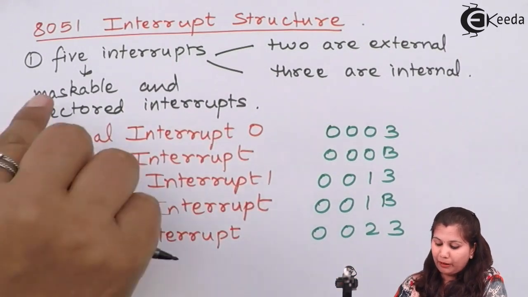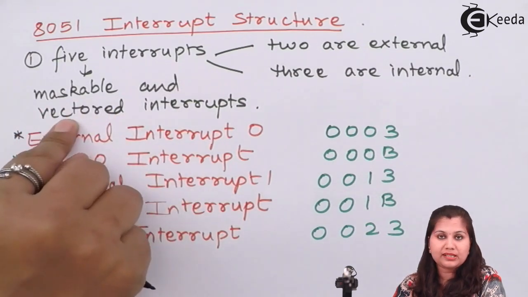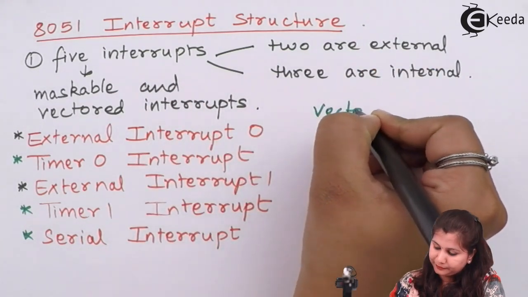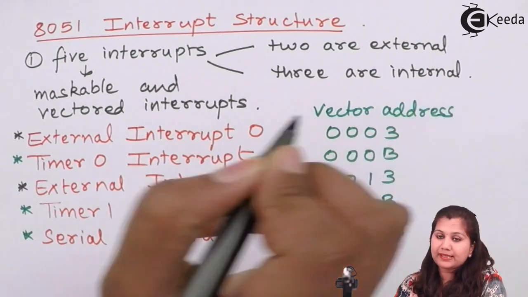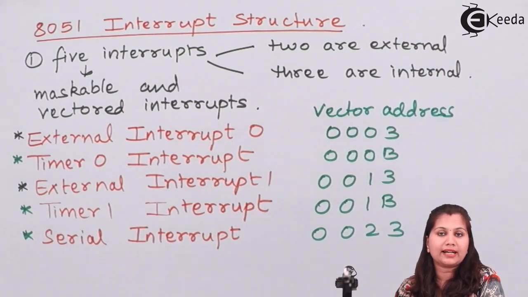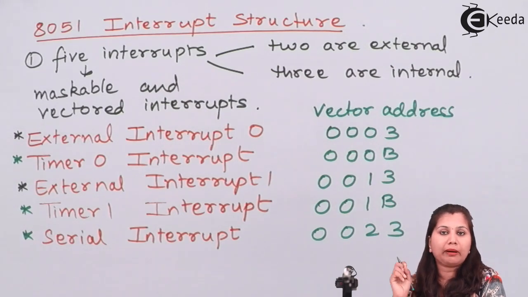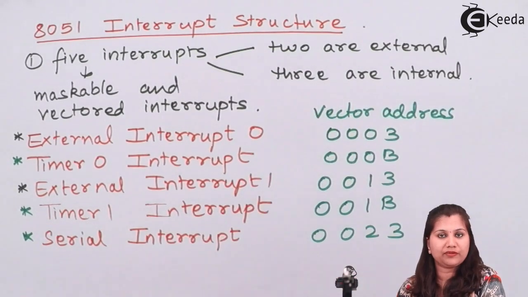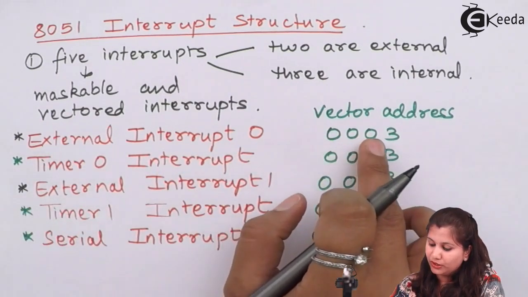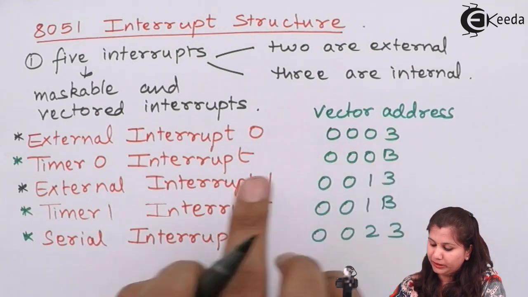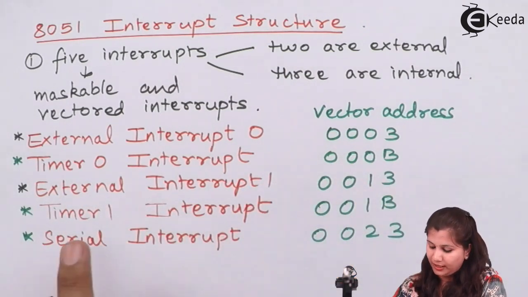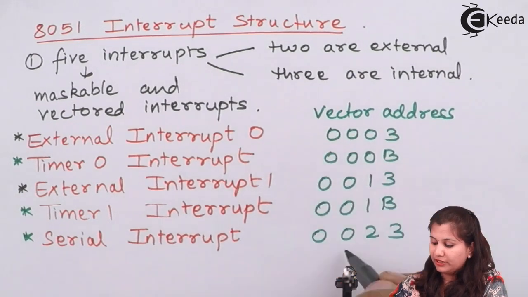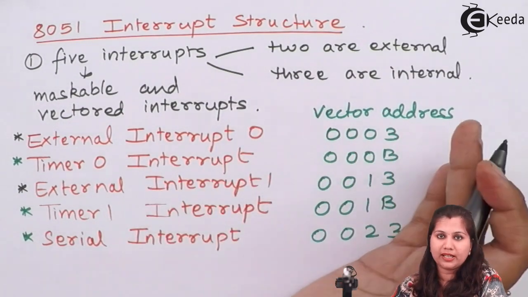Now all these interrupts are maskable and vectored interrupts. Vectored interrupt means their interrupt vector address is predefined. So these are the vector addresses. Vector addresses means that for every interrupt we have a service routine. That service routine is written at some memory location, and the microcontroller has to execute that service routine. So the addresses of that service routine are fixed. For external interrupt 0 we have 0003. For timer 0 interrupt we have 000B. External interrupt 1 we have 0013. Timer 1 interrupt 001B, and serial interrupt is at 0023. So these are the addresses of the memory locations where the service routine is written.